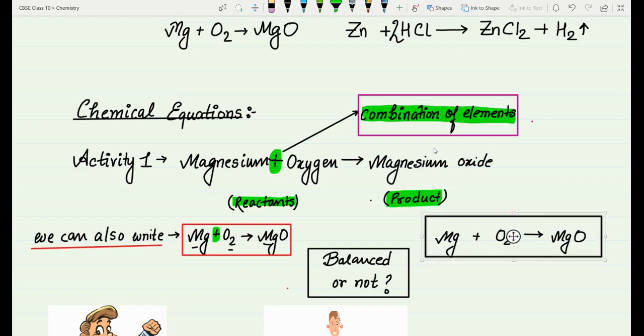Now how many substances are there in this? One is Mg, this one is O, and this one is MgO.